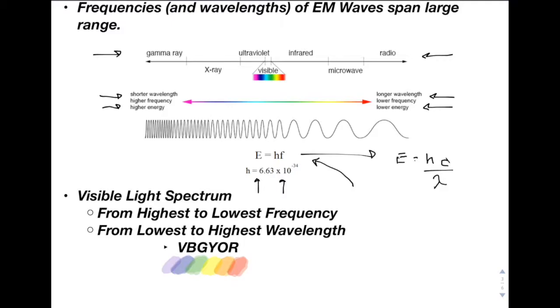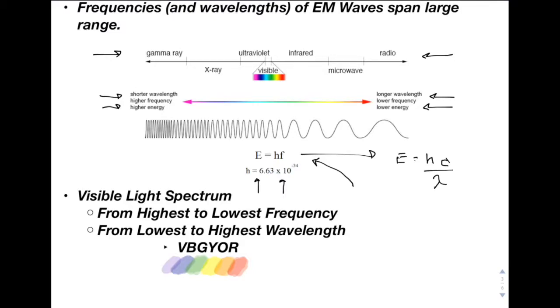And so the visible light spectrum works such that on the left side there is a higher frequency and thus a lower wavelength. The opposite is the right side, which has a larger wavelength and a lower frequency. So the visible light spectrum is made up of all the colors that you'll see in the rainbow.